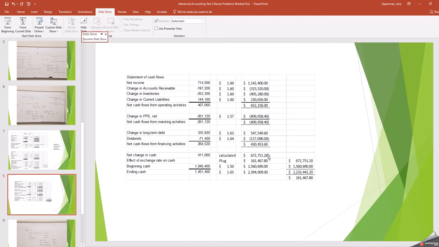Then we'll add this up to get to our change in cash. We'll compare that to cash at the beginning of the year, to cash at the end of the year, and again, there's a plug. Because we're looking at it saying, okay, if this was my change in cash, I add that to my beginning of the year, it should equal the end of the year, but it doesn't. So there's a difference in those translations, and that is the $161,467. So again, this number here is your plug.